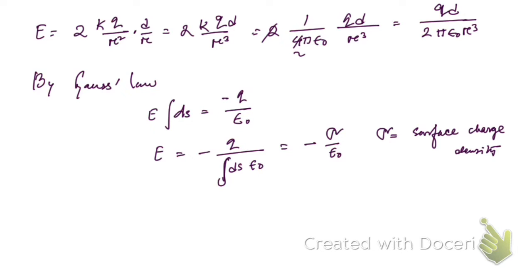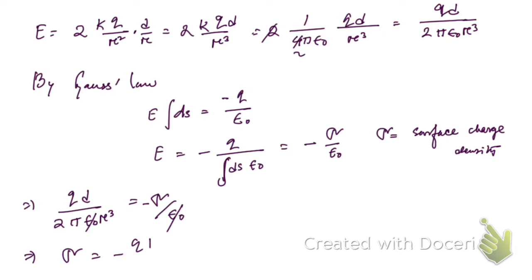Therefore, from these two relations, instead of E we can write q d by 2 pi epsilon naught r cube, and that is equal to minus sigma by epsilon naught. So epsilon naught is gone, and sigma is equal to minus q d by 2 pi r cube. So this is the induced charge density on the surface. Hope you have understood this.